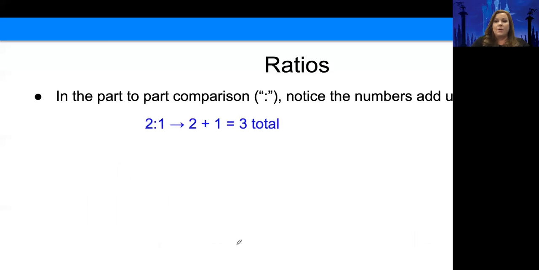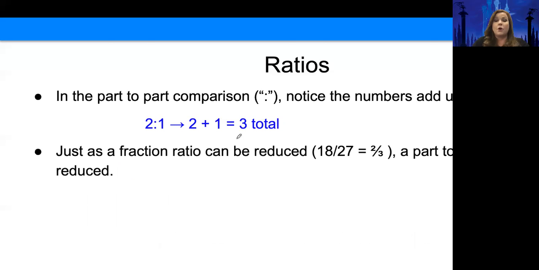Now, again, I talked about this. 2 for pizza, 1 for chicken nuggets. That's 3 total students, okay? So our fraction was reduced to 2 out of 3. And again, notice I'm not saying 2/3. It's a ratio. It's 2 out of 3 students prefer pizza.